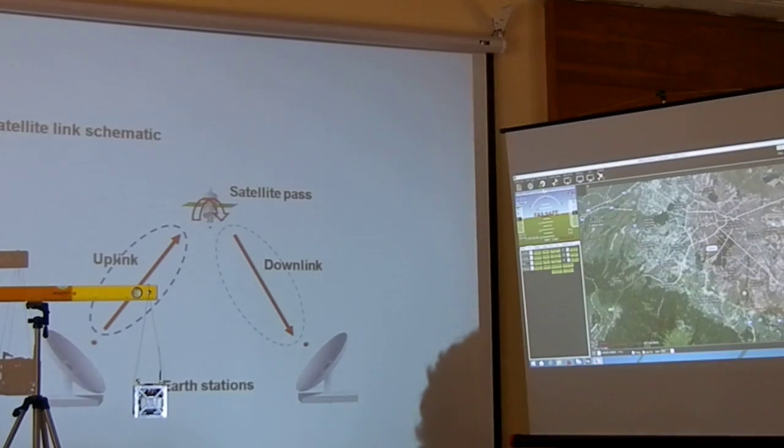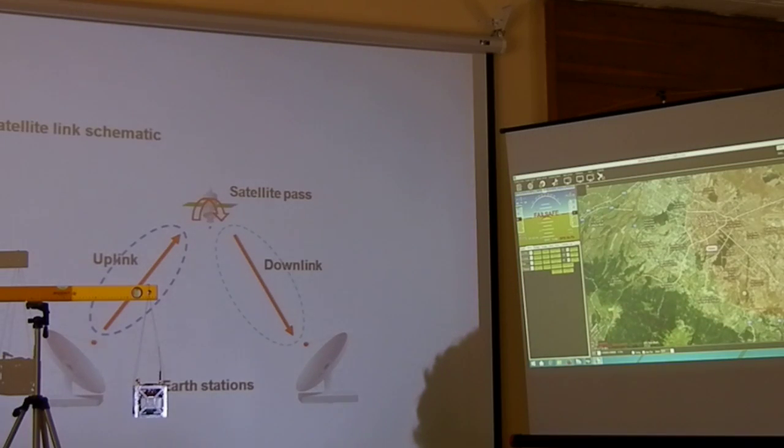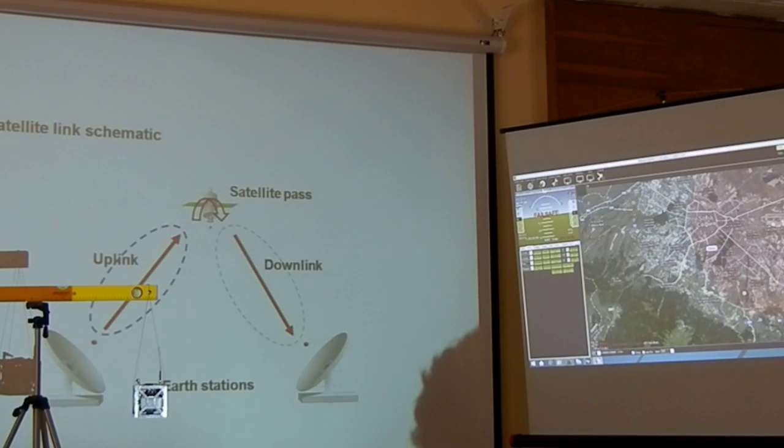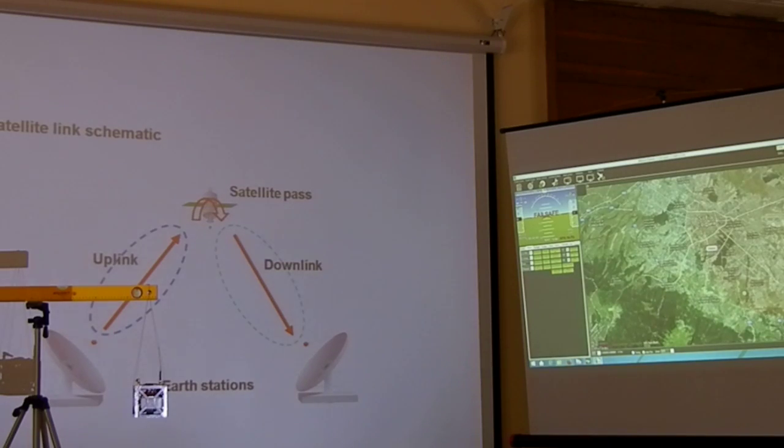So this is the schematic of a typical satellite link. You have the uplink, which is between the ground station, the earth station, and the satellite, and the downlink from the satellite to the next station. The satellite is in fact a repeater. It receives the signal from one earth station, amplifies it, changes the frequency, and transmits to another earth station.